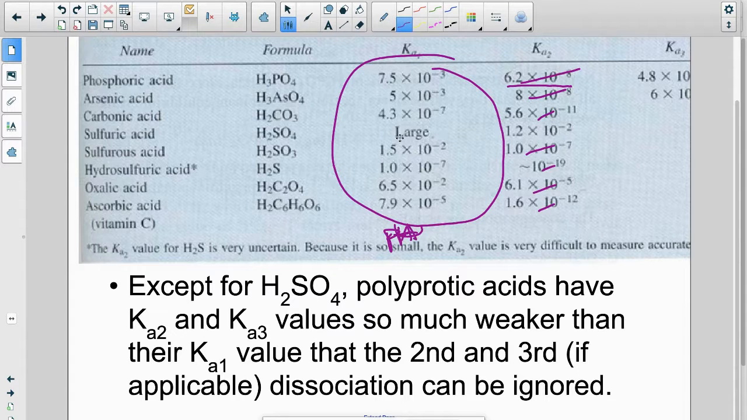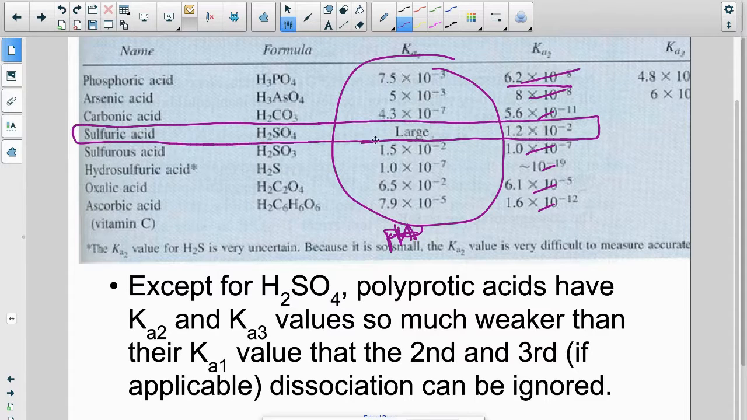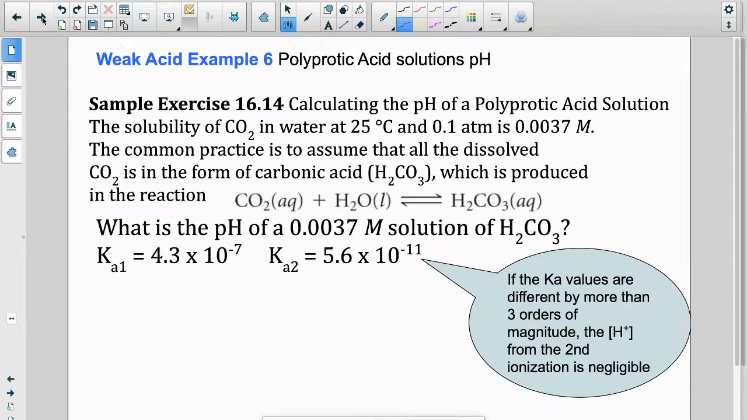The only one where we cannot neglect this is sulfuric acid. Sulfuric acid is strong enough that it's going to make a difference. We can't neglect Ka2. So you have to calculate how much H3O plus comes from this and add it on to what you get from the first proton being taken off, the first ionization.